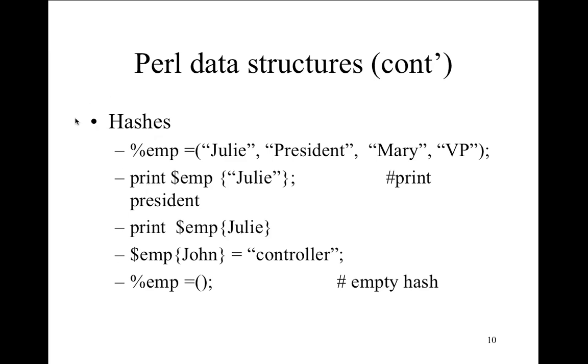Well, a hash is going to be Julie, President, Mary, VIP. Think of it more like a dictionary or a lookup table. A hash is basically a key and a name associated with an item. So Julie's the president and Mary is the vice president. So we can ask who Julie is, and we can come back with president.